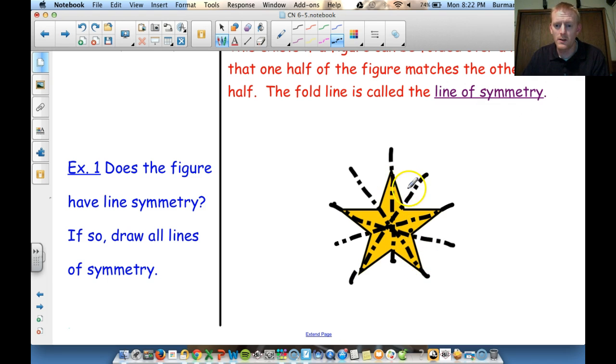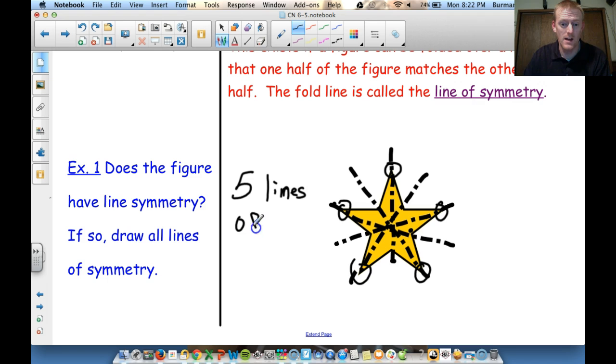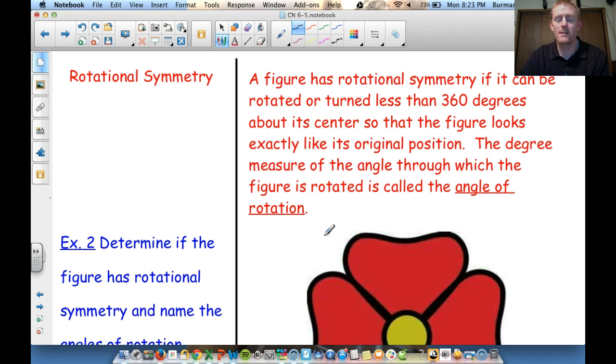So again, there's 1, 2, 3, 4, 5 lines for each one of the points here. So it's 1, 2, 3, 4, 5 points. So it has 5 lines of symmetry. Wow. Computer's kind of slow at my house. Lines of symmetry. And again, that's because they fold onto themselves. Okay? Now, the next kind of symmetry is called rotational symmetry.